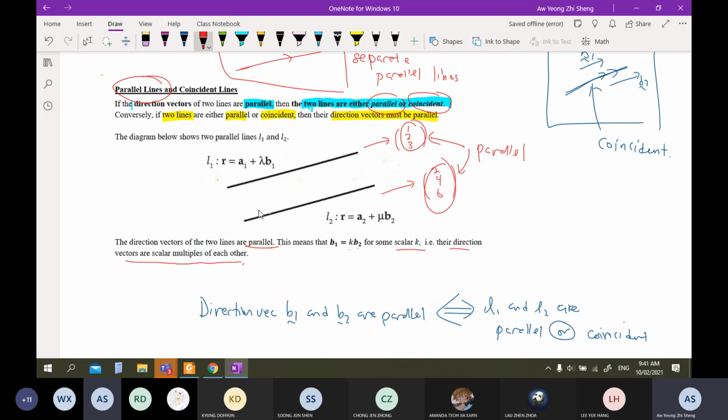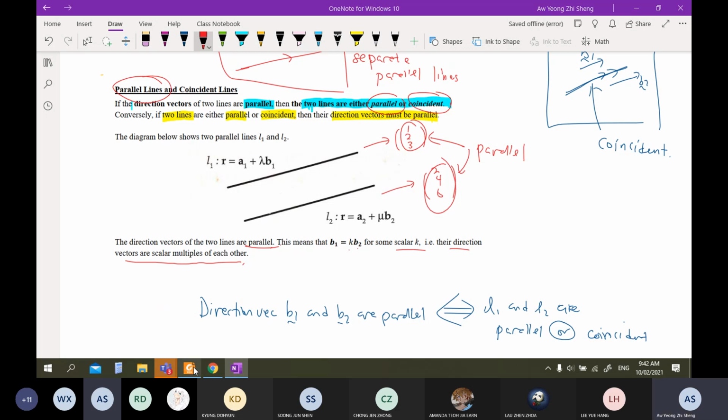Later on page 15, we will learn how to show that two lines are distinct parallel lines. Distinct means different. And so in example 11, we'll show that the two lines are actually separate parallel lines.